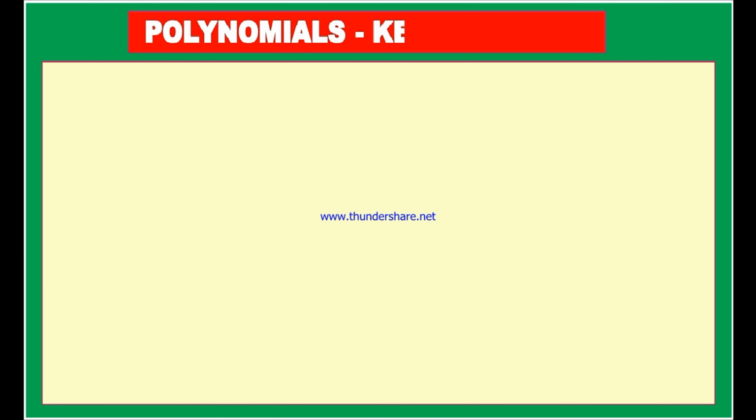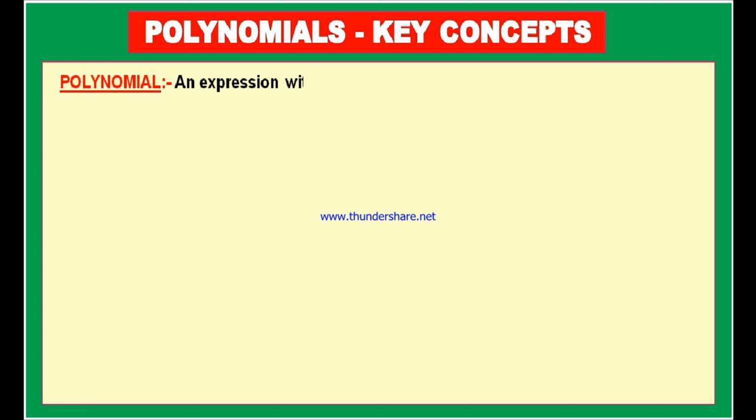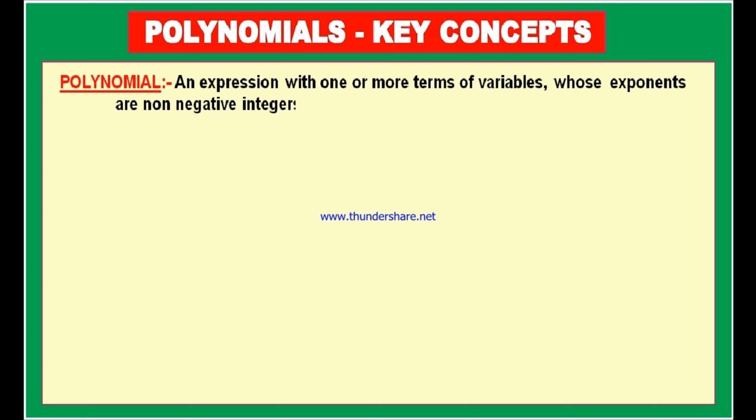Here are some key concepts from the chapter Polynomials. Let us know what a polynomial is first of all. An expression with one or more terms of variables whose exponents are non-negative integers. I shall repeat, an expression with one or more terms of variables whose exponents are non-negative integers.